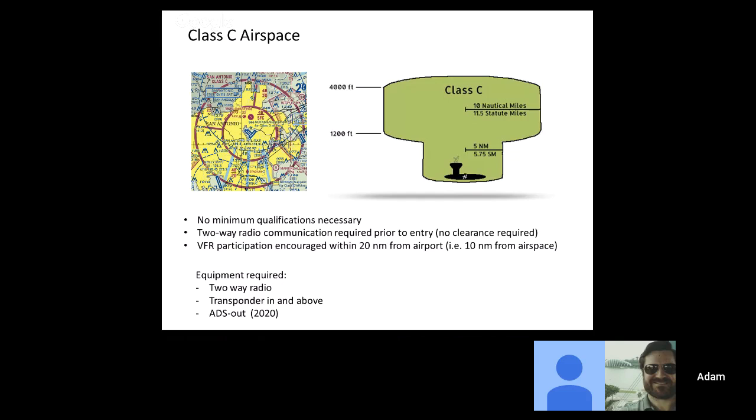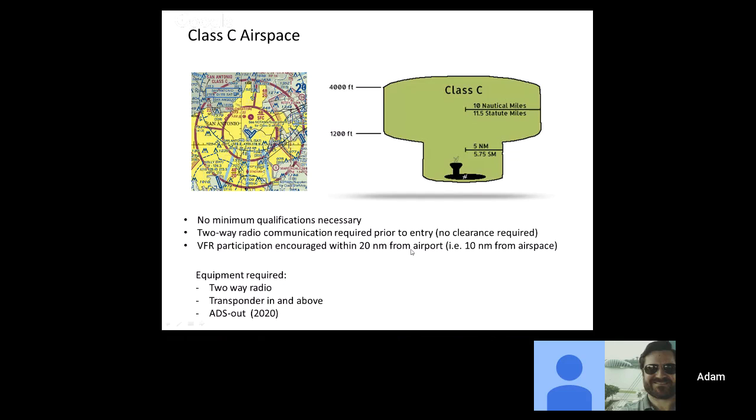So we talked about two-way radio communication required on Class C. Also, like I said, and this isn't a regulation, but the Airman's Information Manual, the AIM, specifically states that VFR participation via two-way radio is encouraged within 20 miles of a Class C airport. Just because these are the airports that the FAA says aren't busy enough to be Class B, but they're pretty damn busy. I mean, if you guys have been to any of these airports, there's flights coming in and out all the time.